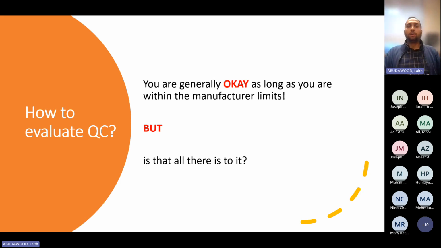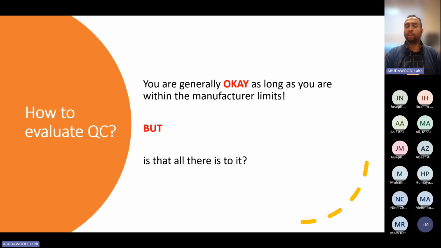Now, I know how to run my QC. I know how often to run my QC. Now, when I get the results of the QC, how do I evaluate the QC? Okay, I have manufacturer ranges. I run my QC. QC is within manufacturer ranges. Good. This tells you, in a very general image, that your QC is fine. But again, we said that the manufacturer ranges are wide.